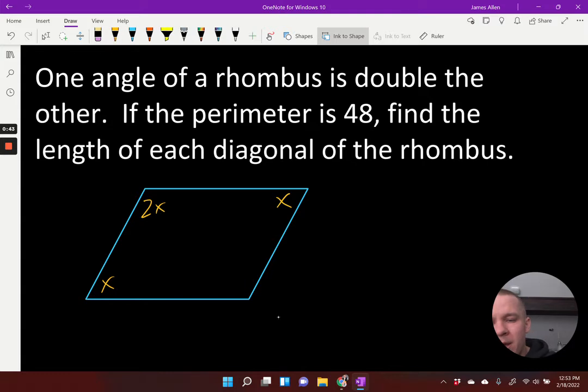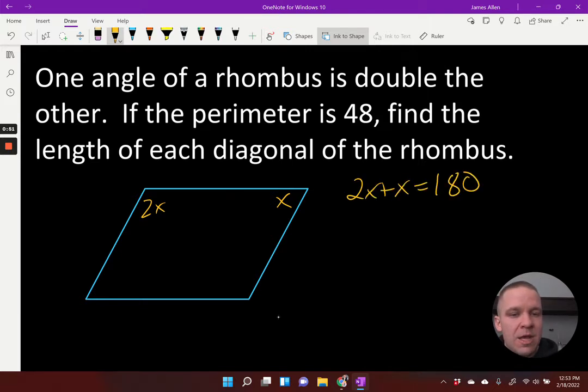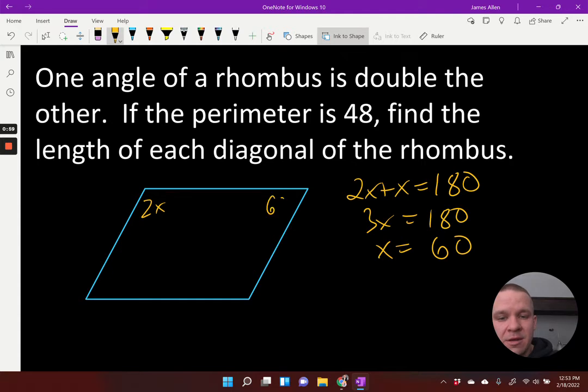Well, what do I know about the consecutive angles of a rhombus? What you should know is that they are supplementary. So 2x plus x is equal to 180. So I got 3x equals 180. So x equals 60. So boom, there we go. I've got 60 for this angle, and I've got 120 for this angle.